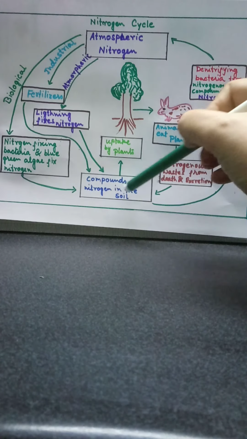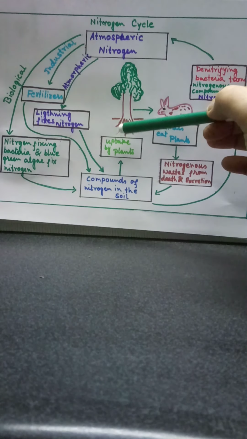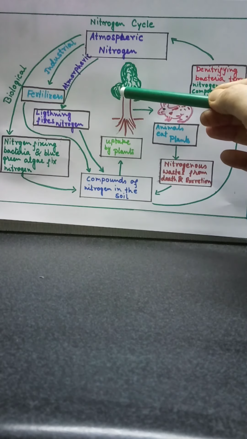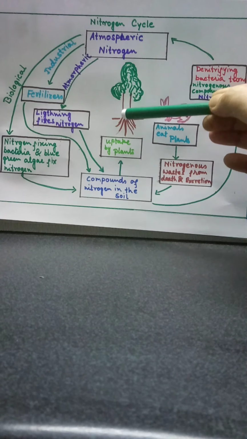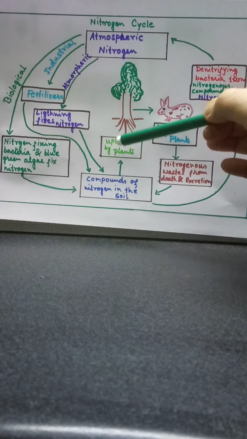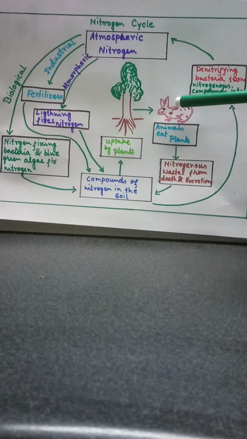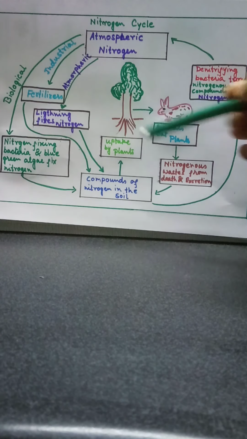So these compounds of nitrogen in the soil are taken up by the plants, and they use this for making proteins and other nitrogenous compounds. When the plants are eaten by the animals, it goes from the plant body to the animal body. Now when the plants and animals die, and during their excretion, nitrogenous compounds are added to the soil. So again it can be utilized by the plants.